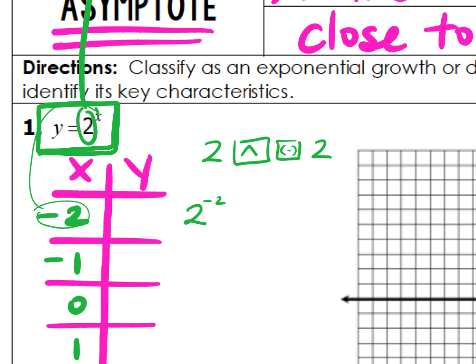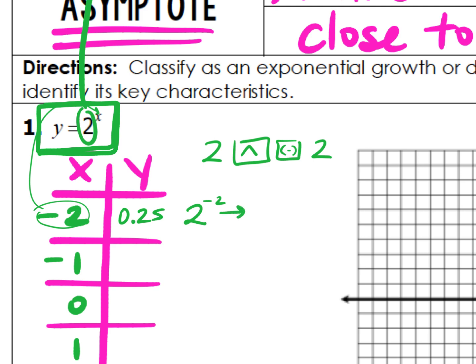Let's just do this. Okay, 2 to the negative second. I cleared it. You had a funky setting. What do you get? 0.25. Okay, so if you like decimals, you're welcome to do that.